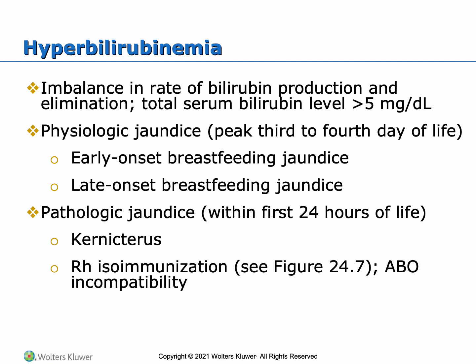Now, Rh isoimmunization or ABO incompatibility. This is the most common condition that is associated with pathological jaundice. It is the hemolytic disease of the newborn secondary to the incompatibility of the blood groups of mom and the newborn. The most frequent conditions are Rh factor and ABO incompatibilities. Significant jaundice in the newborn less than 24 hours of age should be immediately reported to the physician because it may indicate a serious pathological process.